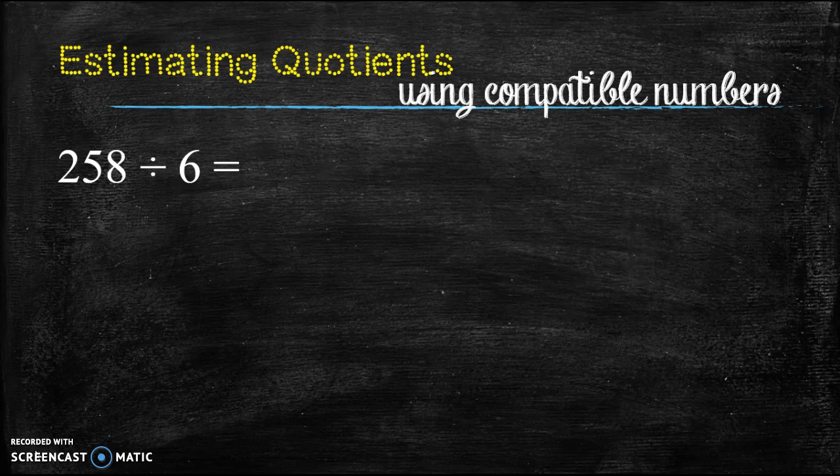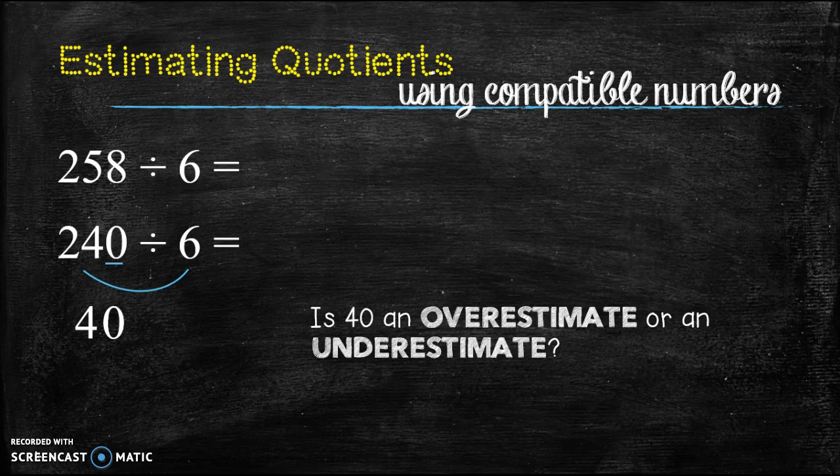Now we're going to talk about estimating quotients using those compatible numbers. Here we have 258 divided by 6. We're going to change that to 240 divided by 6 because we are looking at multiples of 6, and we know that 24 is a multiple of 6. So 24 divided by 6 is 4. And how many zeros do we have? Just 1. So we're going to bring that down. So our estimate using compatible numbers is 40.